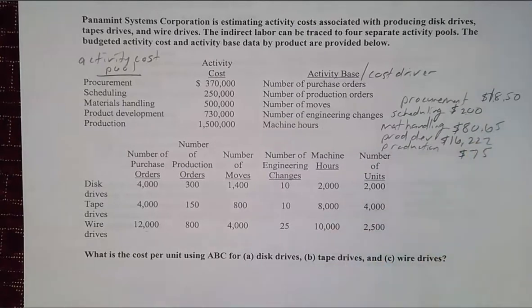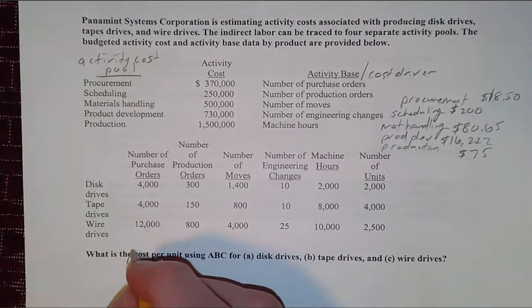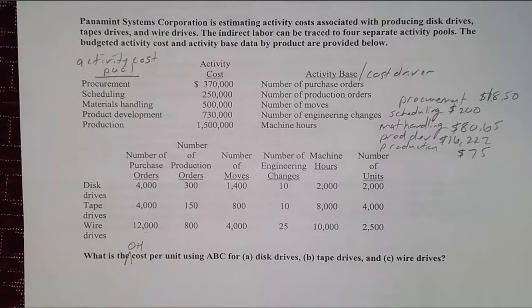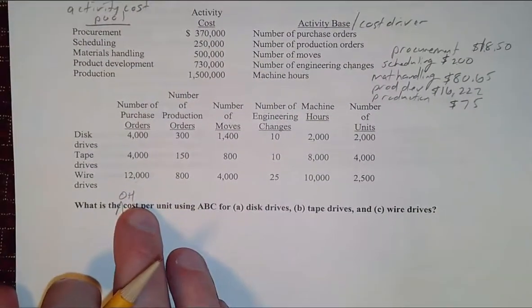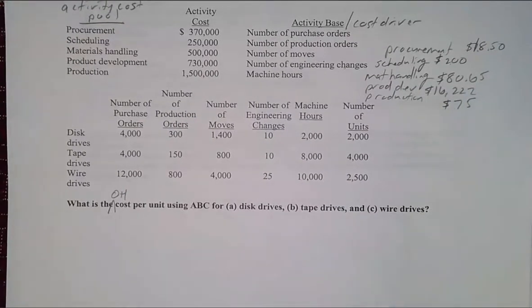Okay, so now we need to be careful here. It says, what is the cost per unit? I want to add a word here, because we don't have enough information to actually answer this question, but we can determine what the overhead cost applied per unit is using activity-based costing for these. Now you need to really pay attention here, because this is a lot and it's fun, but it's not necessarily a lot of fun.